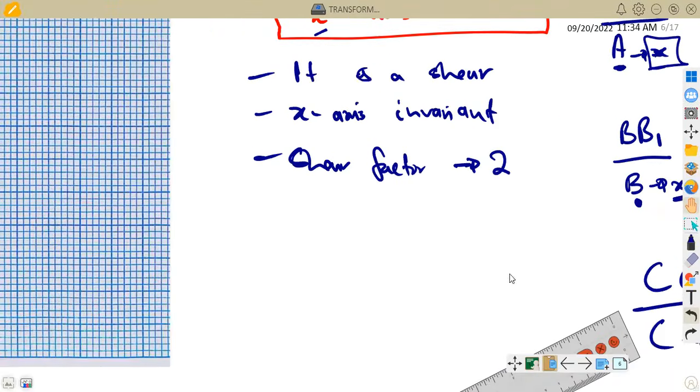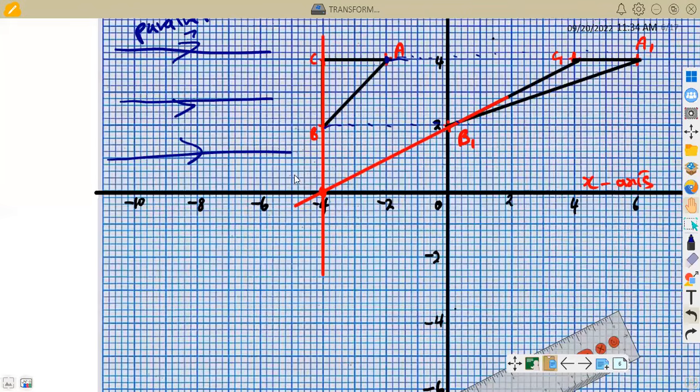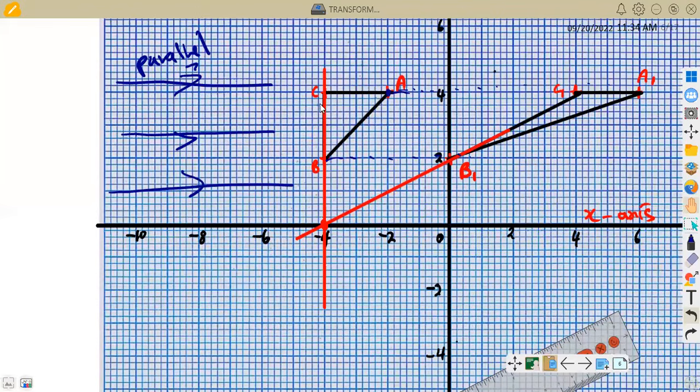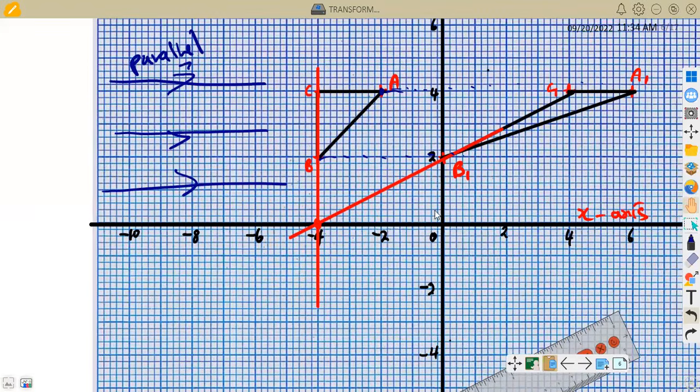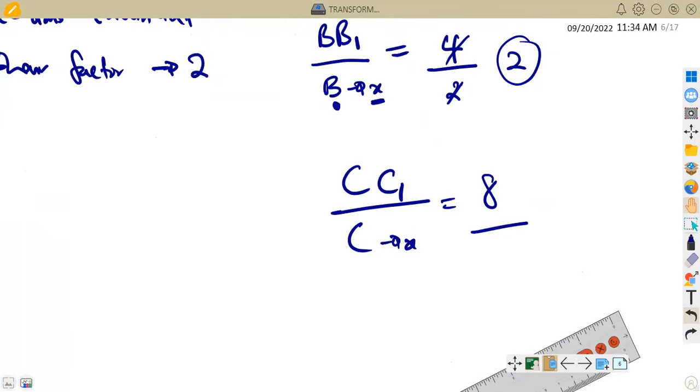Okay, so let us cross check our C from the invariant line. From the invariant line, which is our x-axis, going to C is going to be 2, 4. Those are 4 boxes, I mean, according to scale, it's going to be 4. So if we divide these two, we are going to obtain the same answer, which is 2. So as you can see, we are having the same answer throughout, which is 2.